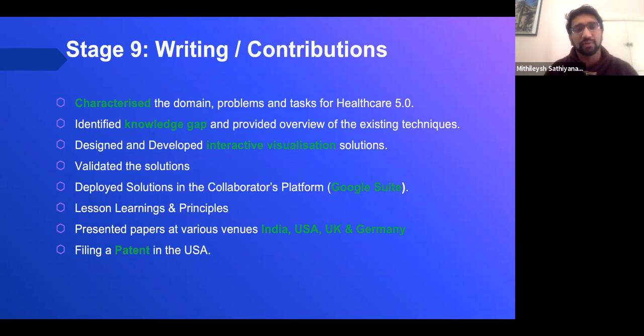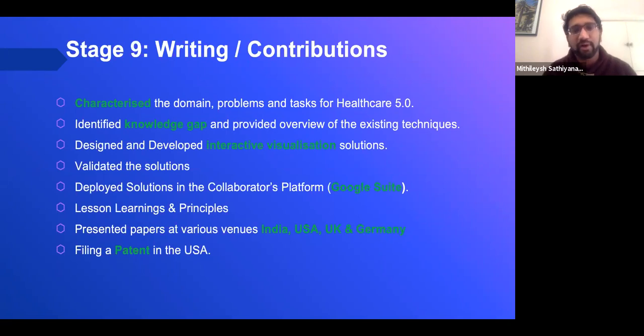And the things that we identified: we were able to characterize the domain, we were able to get the problems, we were able to get the tasks for healthcare 5.0, which is really important if you want to build solutions. We were able to identify the knowledge gap, and we were also able to identify the existing techniques that people have developed for 3.0 or 4.0. Currently, people are working on it. So that gave us a better edge to develop some quick solutions.